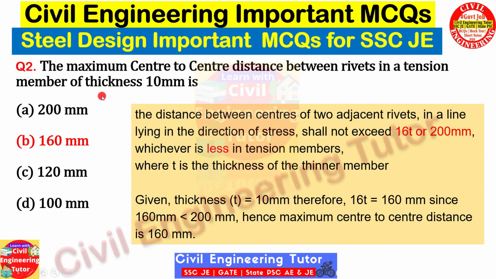Here in this case only one thickness is given, but if two plates' thicknesses are given, like 10 mm and 8 mm, then we will use the lowest one or the thinner one, 8 mm in that case. But in this problem we have only one thickness, that is 10 mm. So simply we will put 16 T is equal to 16 multiplied by 10, that is 160 mm, or 200 mm, and we have to select the lesser value. Obviously the lesser value is 160 mm. So the correct answer for this case will be 160 mm.